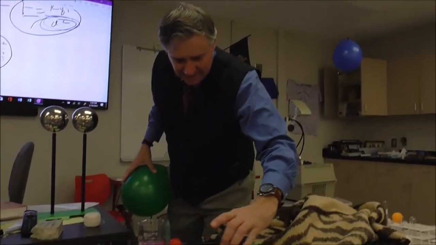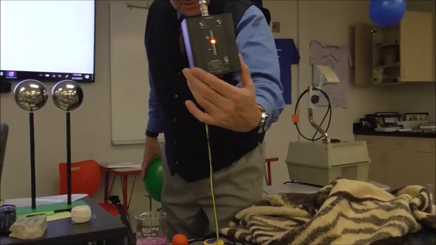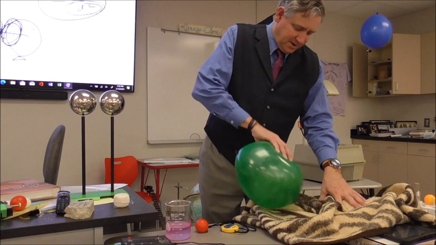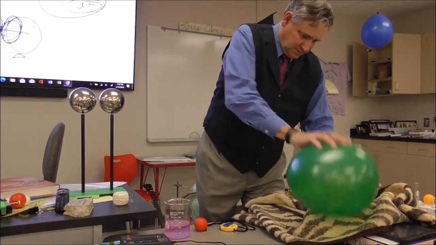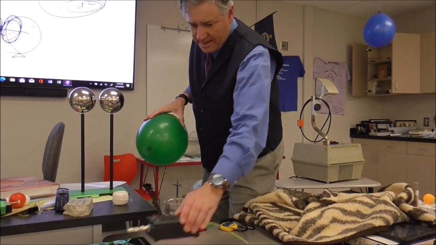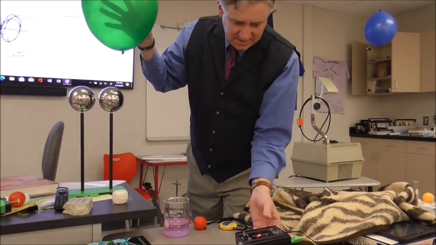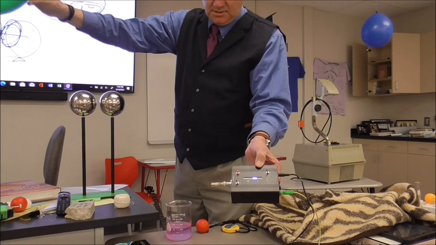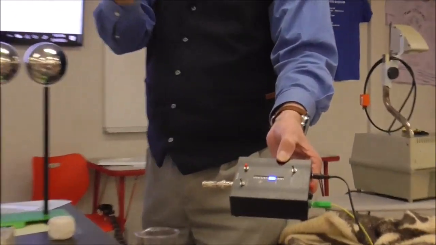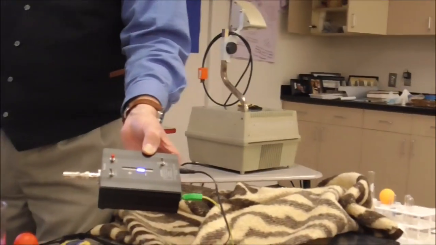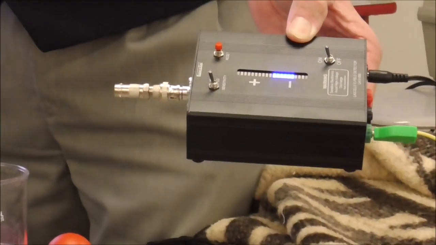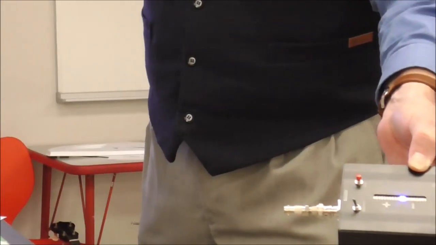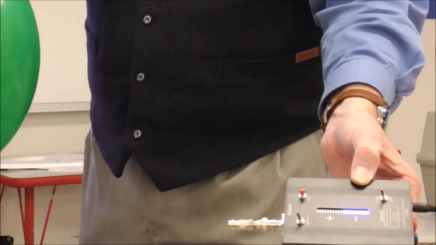So this handy little contraption is an electric field sensor. We'll reset it, and I'm going to take the balloon. When you look at this, it has a positive and negative side. The bigger that blue line is, the more negative it is. When I bring this close and then take it away, the strength of that electric field decreases. But as I bring it closer, it becomes stronger.